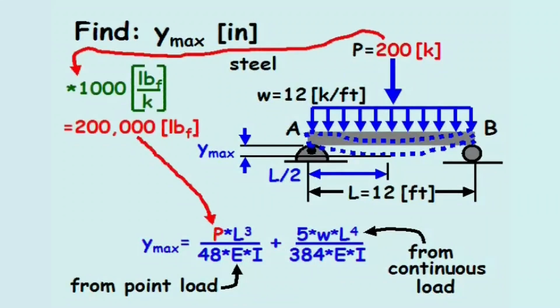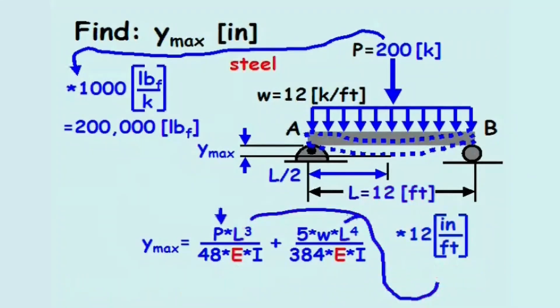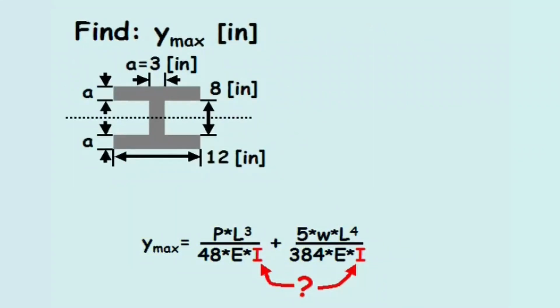From the given data, we already have the point load, P, 200,000 pounds force. The length of the beam, AB, is 144 inches. And Young's modulus for steel equals 2.9 times 10 to the 7th pounds force per square inch. To calculate the area moment of inertia, we'll need to consider the cross-sectional dimensions of the beam. The area moment of inertia is always positive and can be thought of as the beam's resistance to bending.